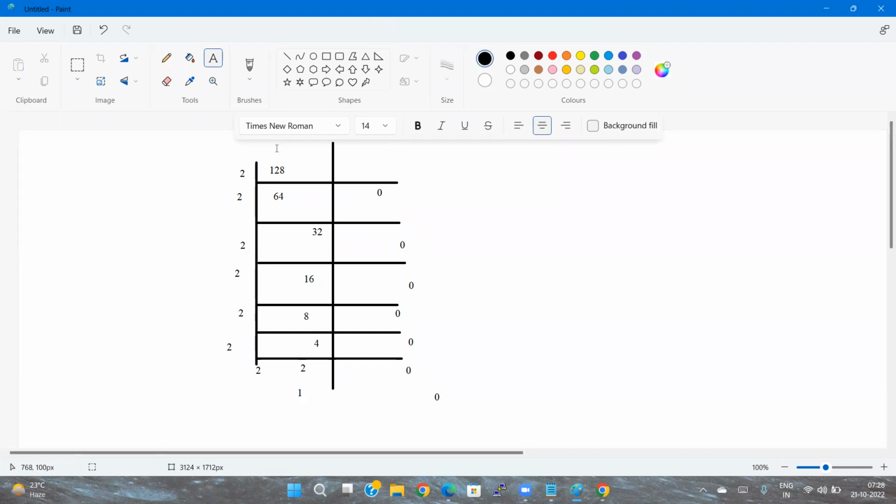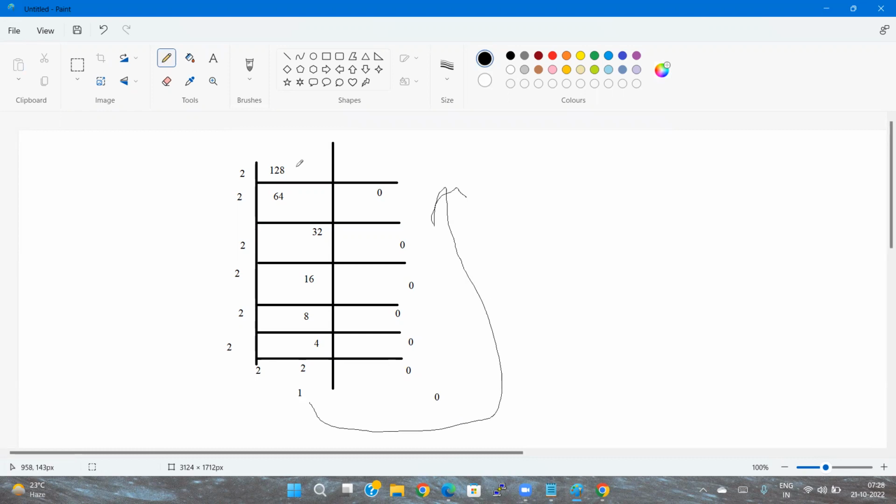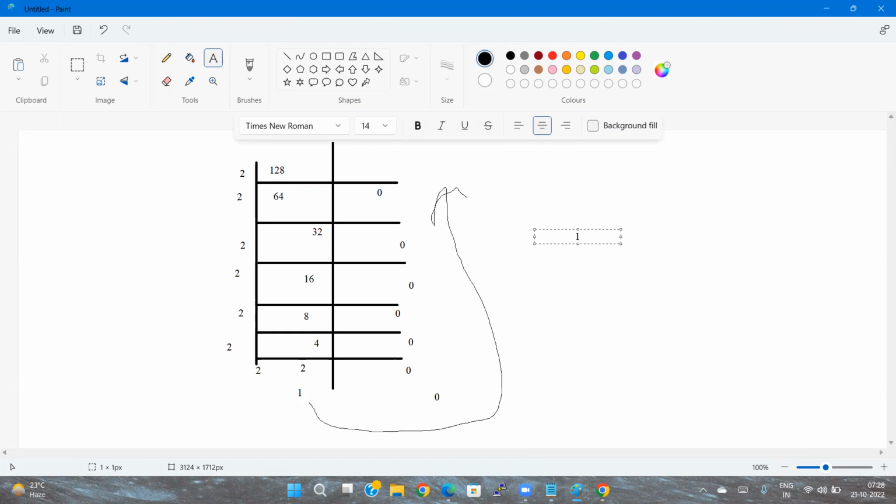So if I want to convert this 128 into the binary number system, then you need to take all the remainders like this. If you take all the remainders like this, then you are going to get the value 1 followed by seven zeros. So this is the value that you are going to get, and that is the value of your 128. Sir, how can you say that?